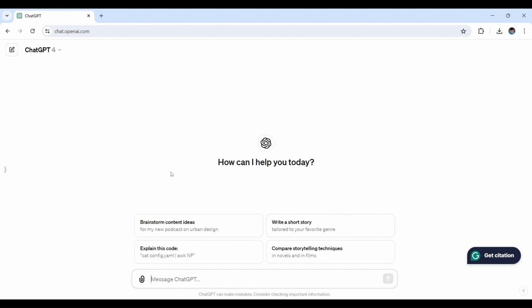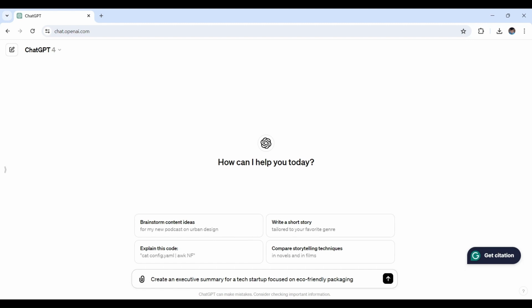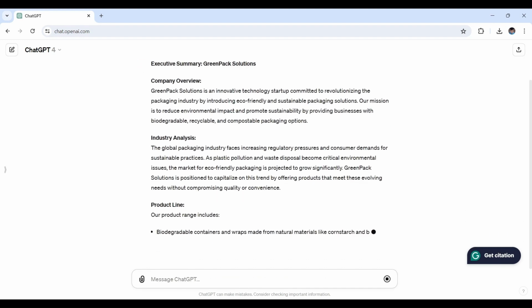Let's start with the executive summary. This is an overview of your business and your plans. It's the hook that grabs the reader's attention. Ask ChatGPT to draft an executive summary for a business in your industry. For example, here's my prompt. Create an executive summary for a tech startup focused on eco-friendly packaging. Then enter. And there you go.